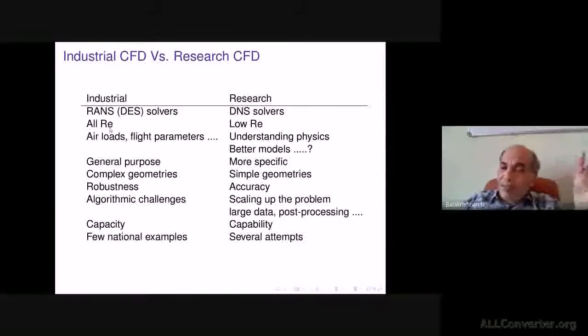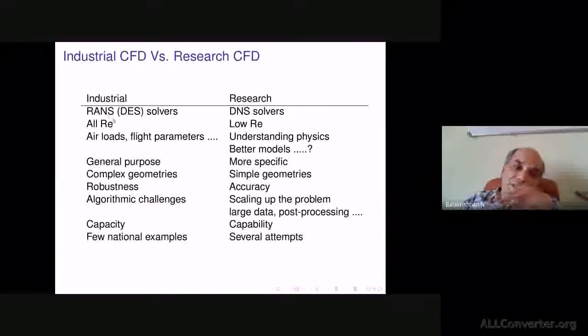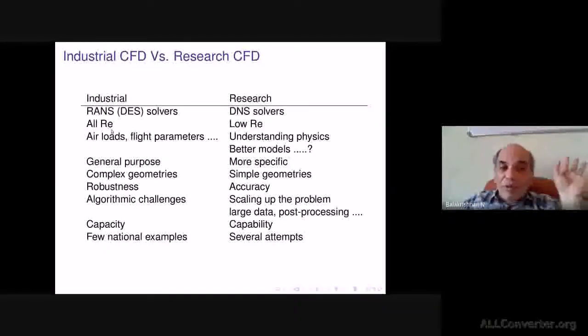So what is the difference between the kind of flows that are handled in the industry as against the flows that are handled by the academicians? In the industry, typically you talk about very large Reynolds number. I gave you an example, like the 30 million Reynolds number, whereas here you talk about typically low Reynolds number, because you cannot handle higher Reynolds number with the DNS kind of tools.